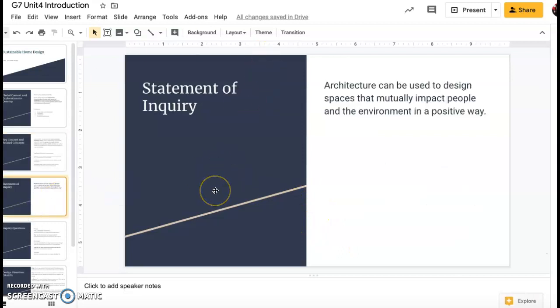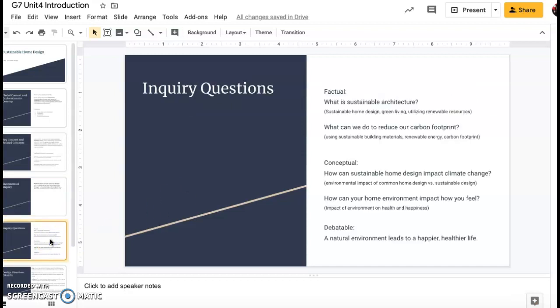Our statement of inquiry is: architecture can be used to design spaces that mutually impact people and the environment in a positive way. So we'll be looking at how we can use architecture to help both ourselves and our environment. So hopefully you can figure out a way to utilize architecture to make positive changes, both for humans and our Earth.